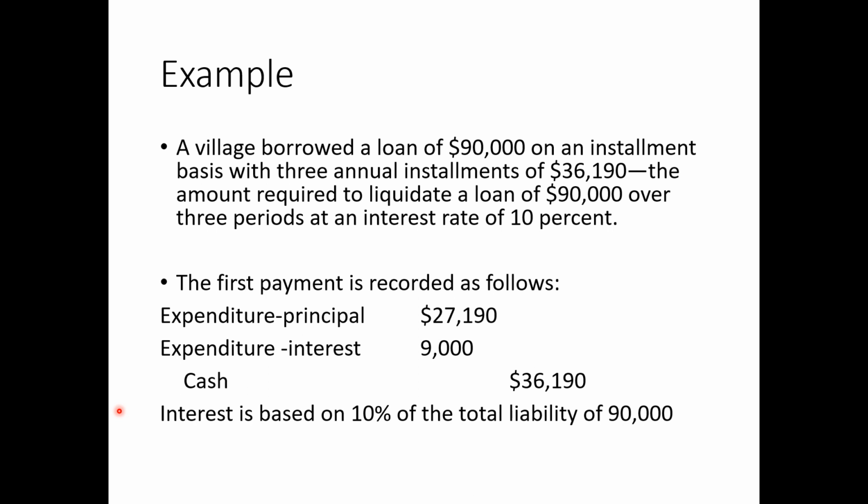Another example is with interest. A village borrowed a loan of $90,000 on an installment basis with 3 annual installments of $36,190. So 3 payments. The amount required to liquidate a loan of $90,000 over 3 periods at an interest rate of 10%. Okay, in other words, the present value of the 3 installment payments should equal the loan amount, $90,000, when the interest rate is 10%.